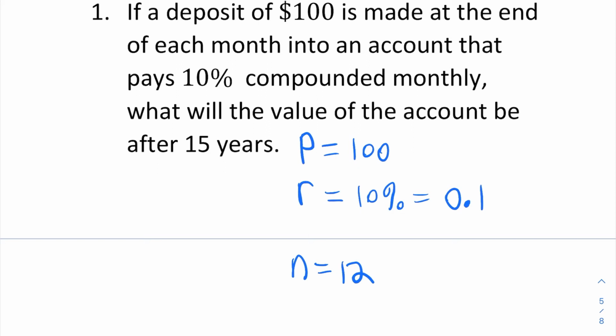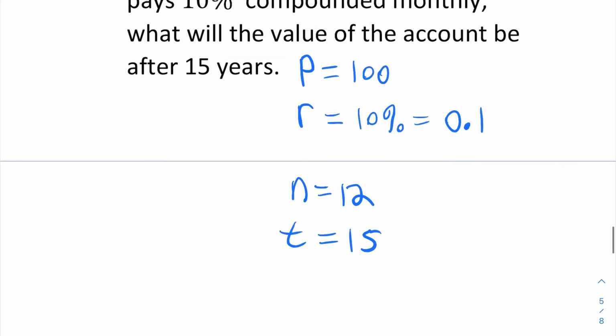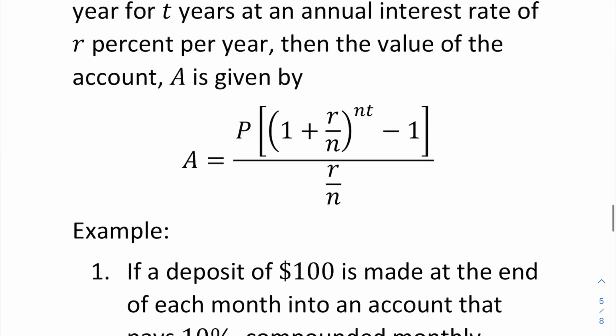It says, what will the value of the account be after 15 years? So the time frame is 15 years, and what they're asking about is the value of the account. That's the unknown here. So the value of the account. So that's the formula we're using right there.